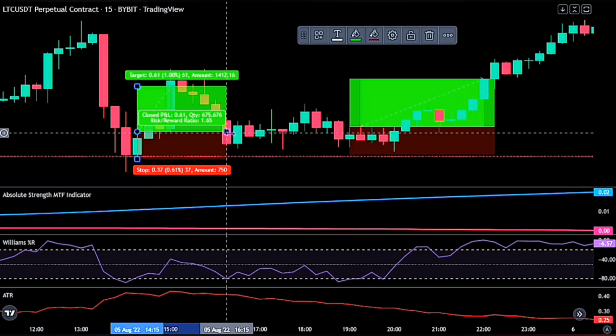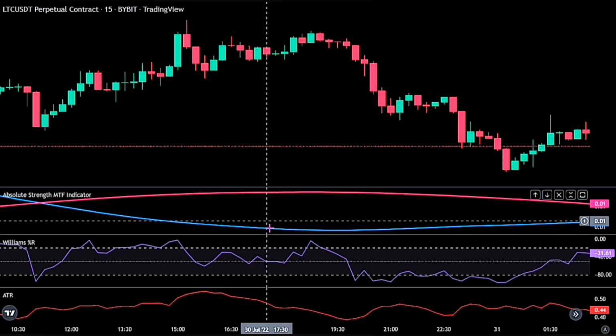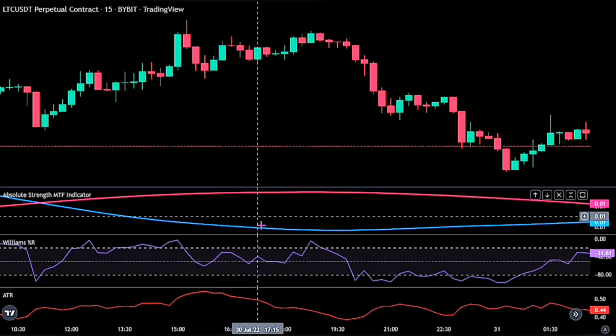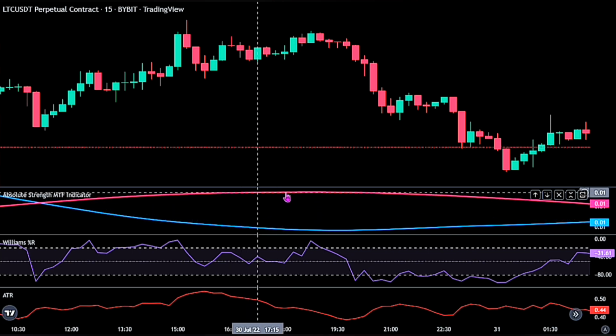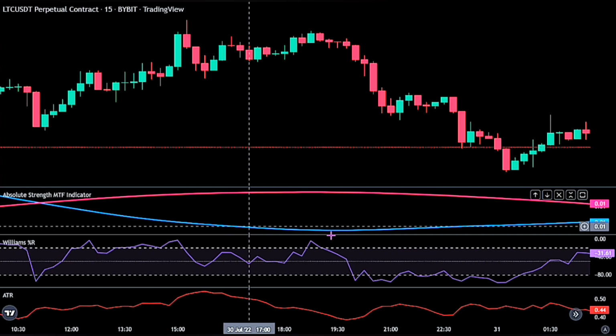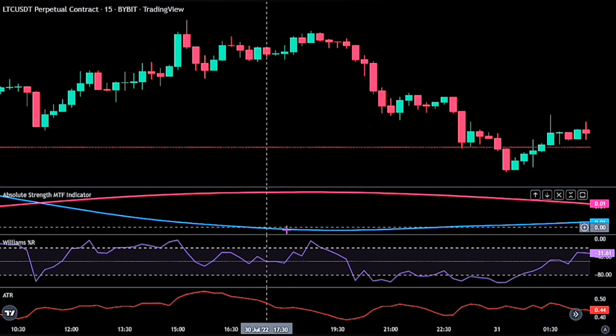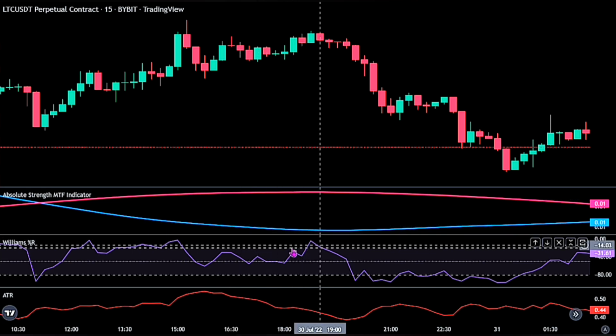As you can see, it was a success too. Okay, exactly the opposite is true for a sell trade. For a short position to be valid, we need to have the red absolute strength moving average above the blue moving average, and we need to have our Williams percentage trade and close above the overbought zone.